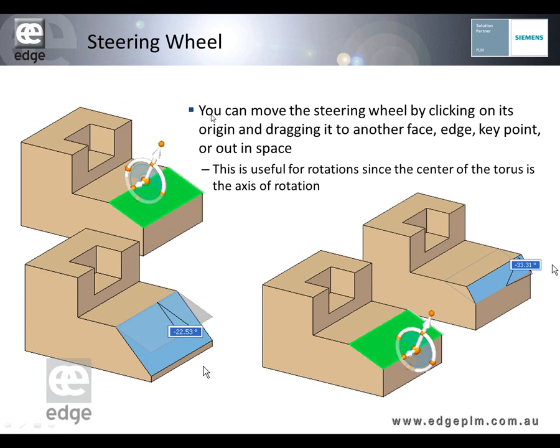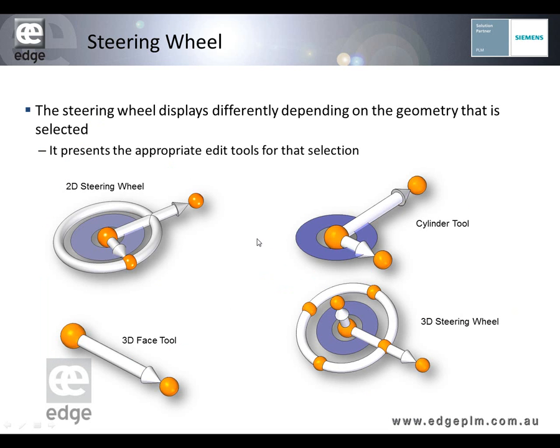You can move the steering wheel by clicking on the origin, which is the big dot there, and moving it to an edge, as we have done in this case, or you could move it to a key point, whatever you like. You can put the center of the edge or anywhere along the edge. Your normal snaps apply. It's useful for rotating. See, we've placed it here, and we can rotate.